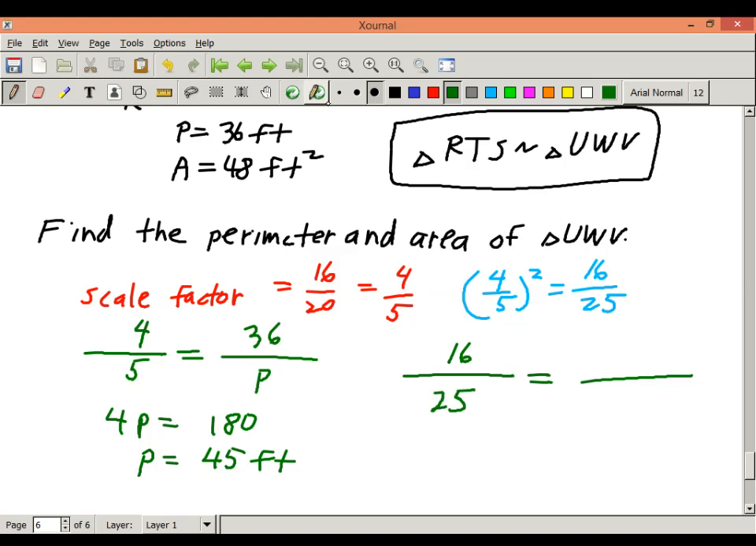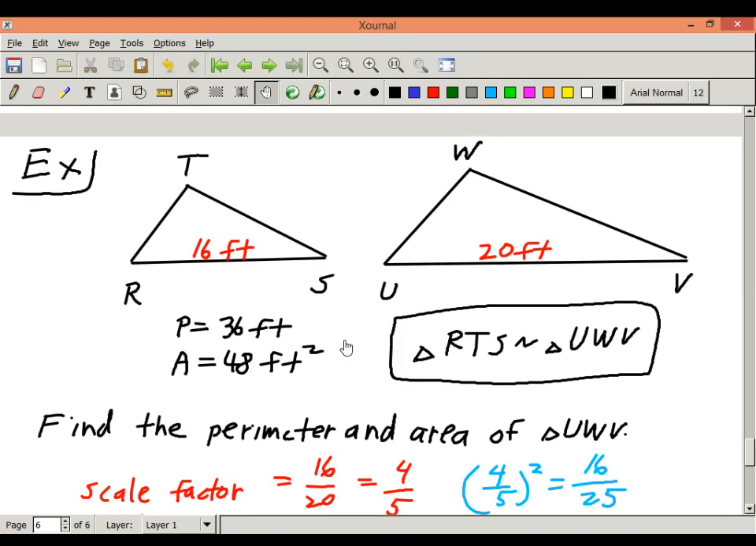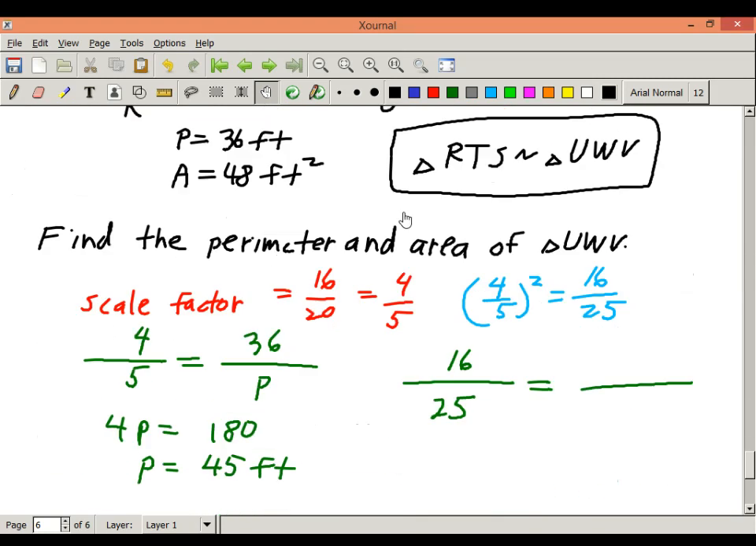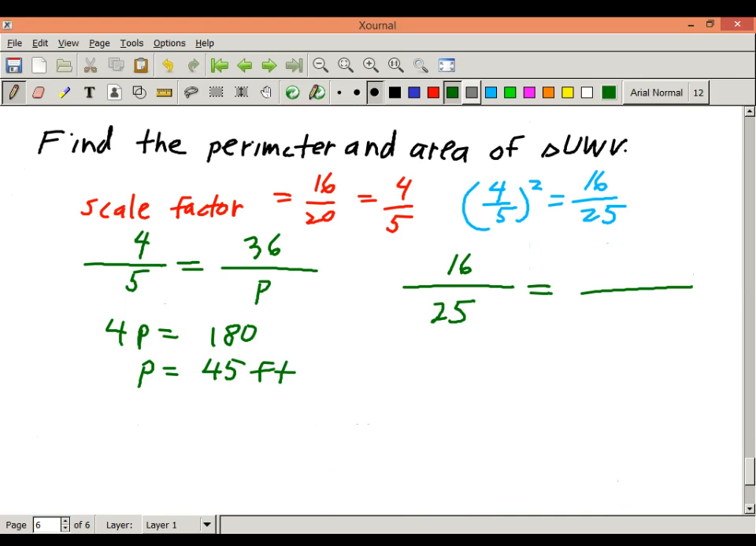So the area of the smaller figure, remember, was the 48. So we're trying to find the area of that larger figure. So the 48 then goes on top of this other fraction. We'll just call that last spot A for area. So we got 16 times A. Let's do 48 times 25 here. So 48 times 25 is 1,200. And we'll divide that number by 16 to get 75. And remember, that's going to be an area, so that's square feet.